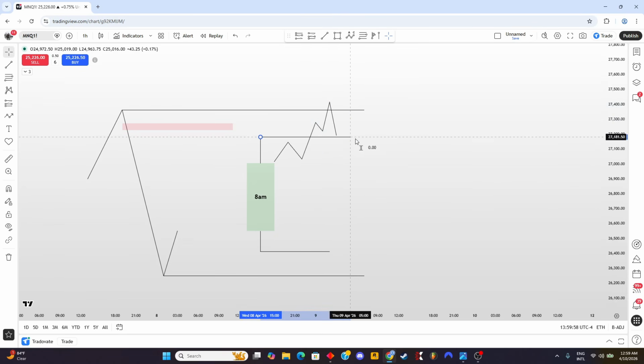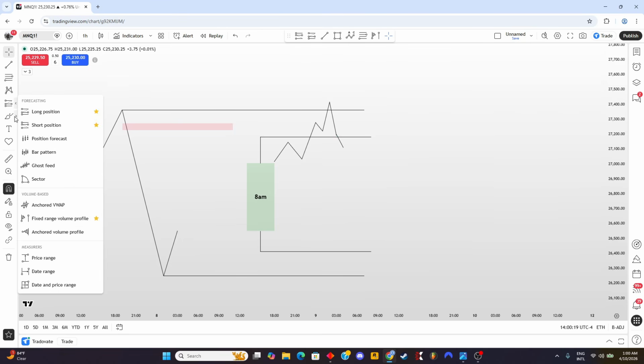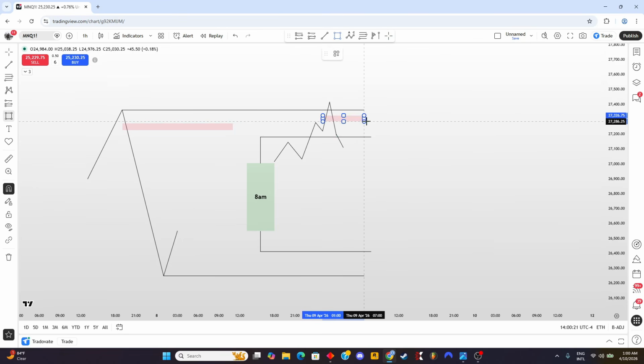Now, the most important step is that we need price to close back below the 8 a.m. high. So we need price to close below this. That gives us conviction that price is accepting prices lower. So that is all. And then we can take our entry pretty much from the fair value gap or a breaker block.